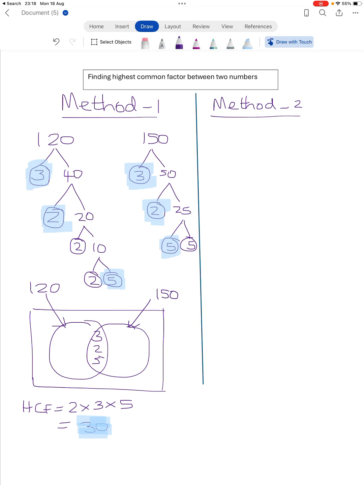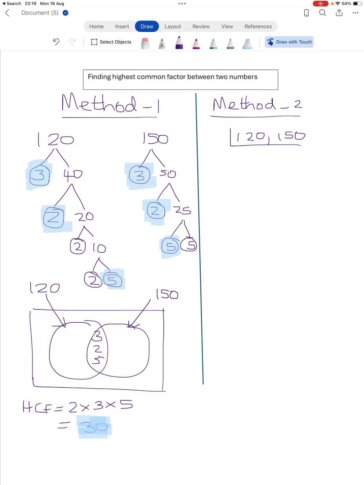So now we're going to move on to method 2. If you watched my last video, you should be familiar with this already, but I will explain this further here. So 120 and 150. If you look at the lowest common multiple example, we said we need to pick a lowest prime number that can divide any of these numbers. It doesn't have to divide both of the numbers. As long as it can divide one of the numbers, we can pick that.